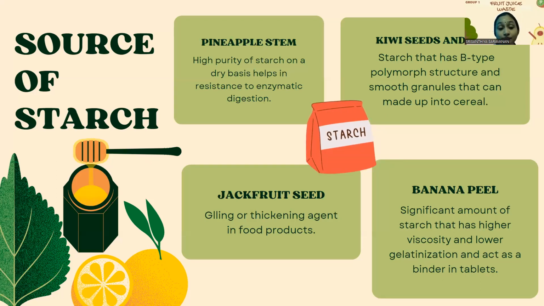Then the fruit juice waste can also be applied as a source of starch, where pineapple stem has a high purity of starch on a dry basis and is resistant to enzymatic digestion. Then kiwi seeds and skin have starch with a B-type polymorph structure and smooth granules that can be made into cereals. The jackfruit seed has a gelling or thickening agent for food products. And banana peel has a significant amount of starch with higher viscosity and lower gelatinization, and acts as a binder in tablets. So that's all.